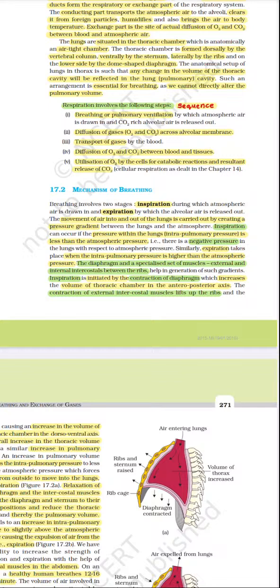The diaphragm and a specialized set of muscles, external and internal intercostals between the ribs, help in generation of such a gradient.